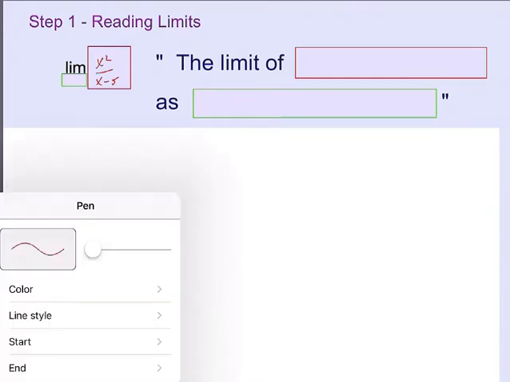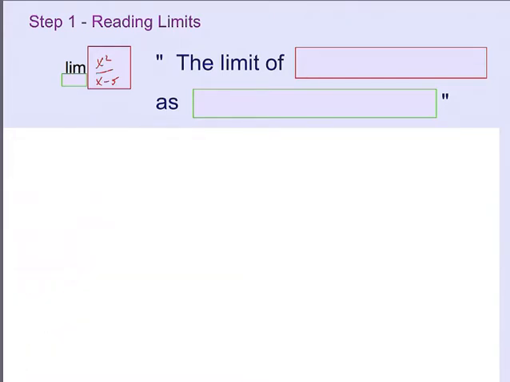And then in the green box, you have to be given a specific x value, and it looks like this. It's x with a little arrow next to it, and then some number or constant. And the way we would read this is the limit of whatever our function is, x squared over x minus 5, as x approaches 4. That's how the language works.